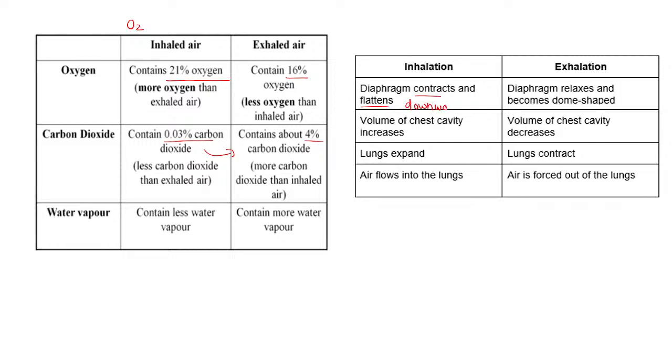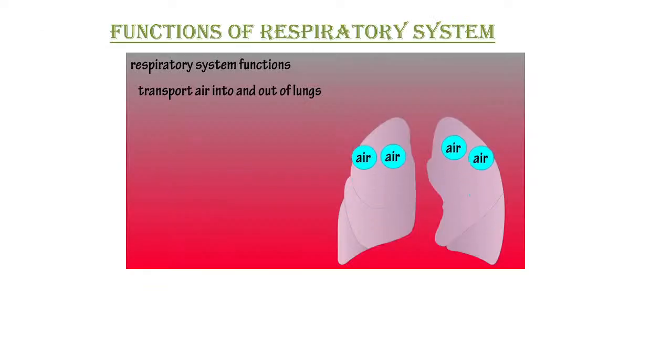What happens to the chest cavity? It increases in size because the volume of the chest increases, because we inhale the air, it expands, and air flows into the lungs. During exhalation, the diaphragm relaxes and becomes dome-shaped again. Okay, it goes back to its original shape, that is, it moves upward. The volume of the chest decreases, the lungs contract and air is moved out of the lungs. Okay.